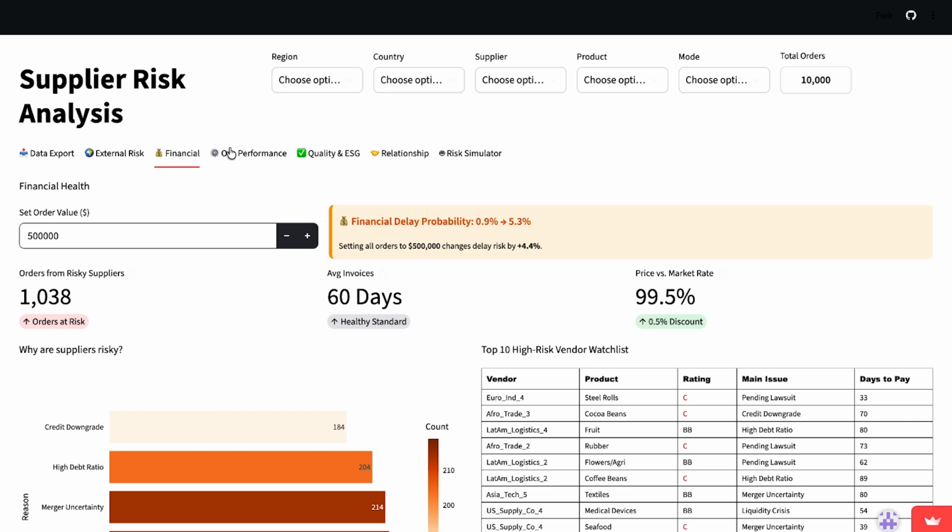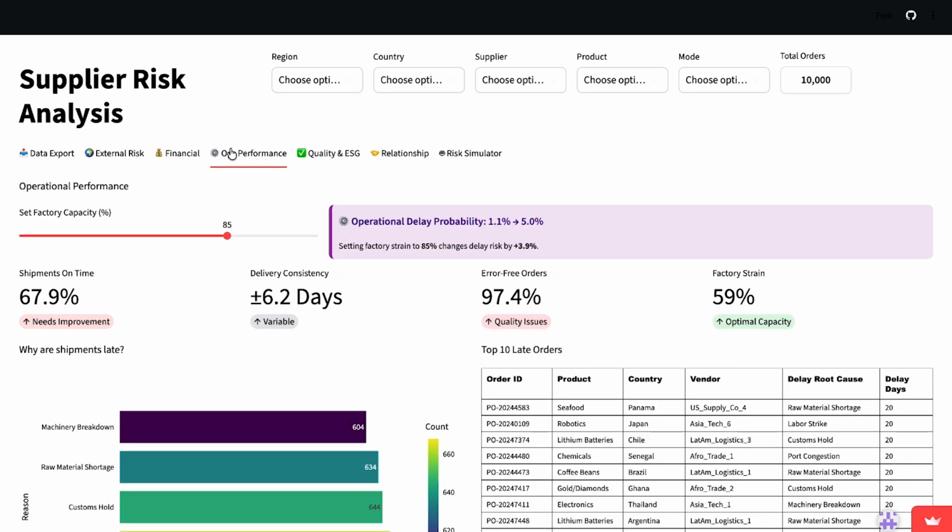Now let's move to operational performance. This is the strongest signal from the model. It says 85% of factory utilization is a limit. When I drag it to 95%, we can notice almost a 47.2% spike because an overloaded factory acts as unpredictability.